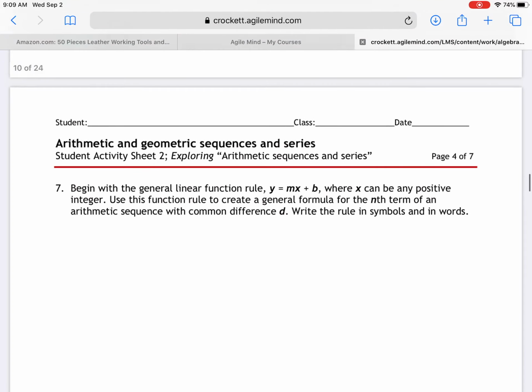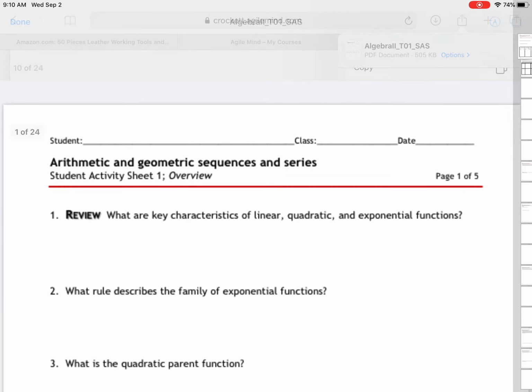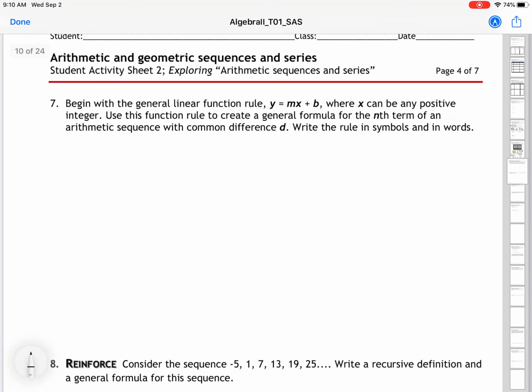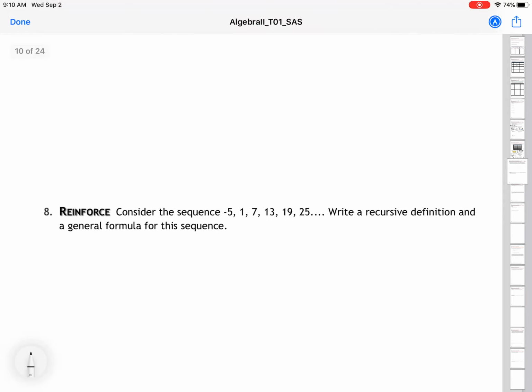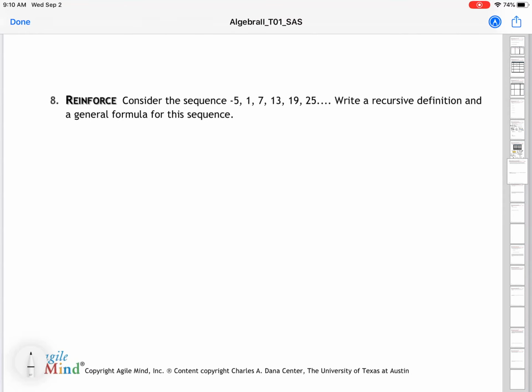Now I want you to scroll down to number 8. Let me find it on here. Okay. And this is a reinforced. So this problem is not on your Agile Mind. It's kind of like a homework problem. Okay. So it says, consider the sequence -5, 1, 7, 13, 19, and 25. And it wants us to write a recursive definition, okay?